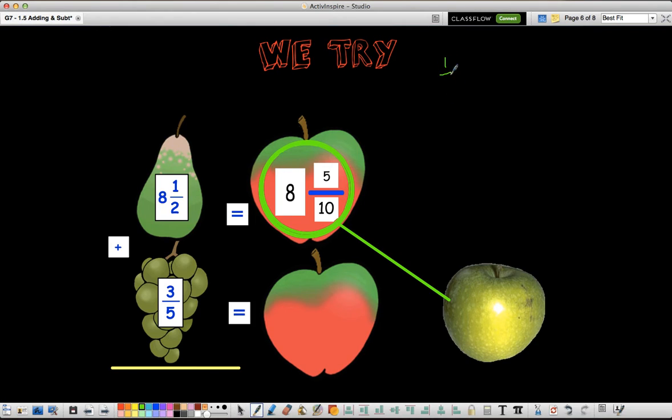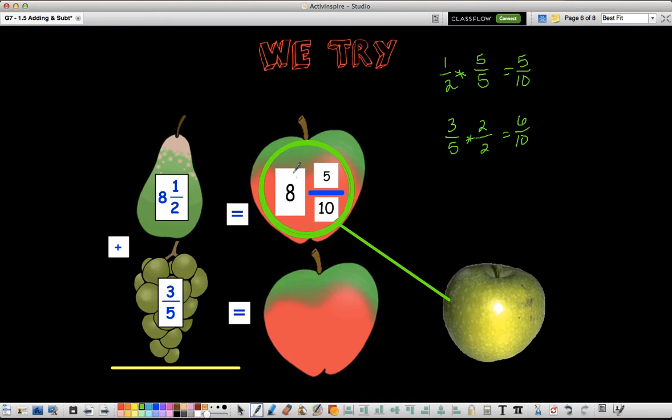So if I take 1/2, I know I want to get to 10, so I multiply by 5 over 5 and I get 5/10. And then 3/5 also needs to get to 10, but this time I'm multiplying by 2 over 2 and I get 6. Remember, this isn't multiplying by 2, this is multiplying by 2 over 2.